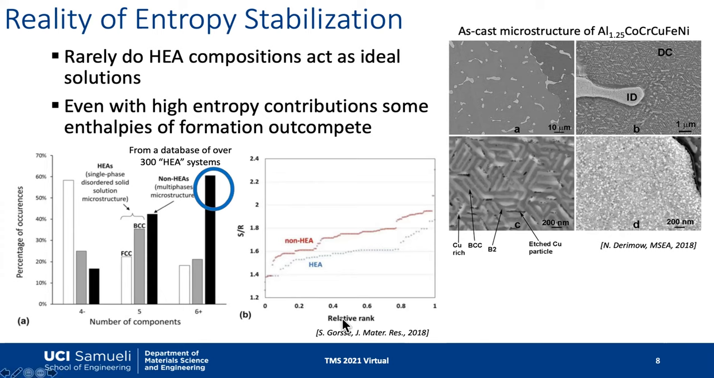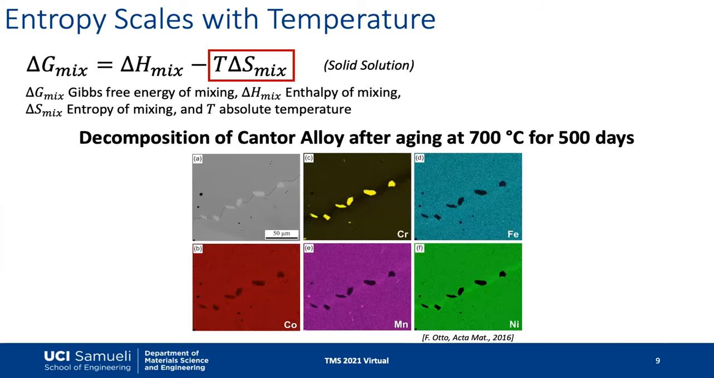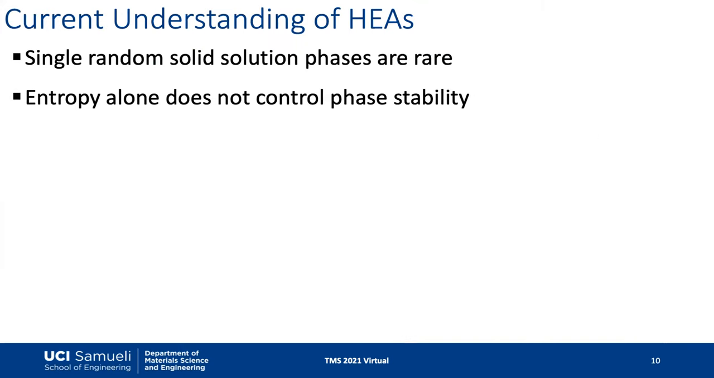This plot here also demonstrates that it isn't about entropy. It's not about entropy. Most of the multi-phase compositions have a higher calculated entropy term. These are all the non-HEAs, as you can see here. Moreover, entropy scales with temperature. And if you look at the Cantor alloy, after almost a year and a half aging at 700 degrees centigrade, you begin to see the composition at these intermediate temperatures. So our current understanding of HEAs is that single random solution phases are rare, and entropy alone does not control phase stability.